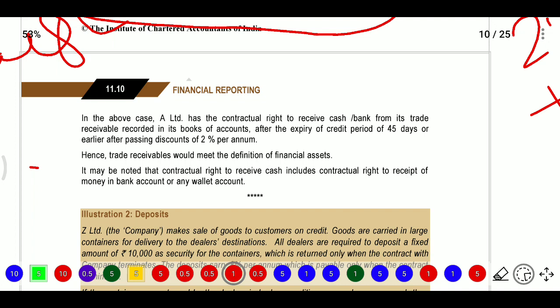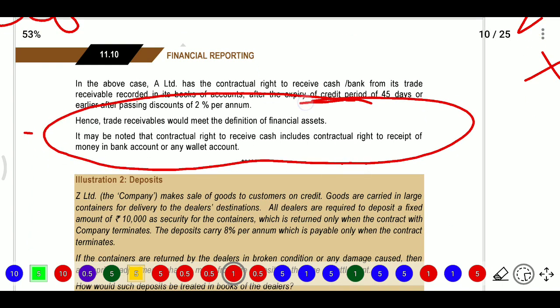So trade receivables will always be a financial asset recorded in its books of accounts, after expiry of the credit period of 45 days or early, after passing on a discount of 2% per annum. So here the trade receivables would meet the definition of financial assets. It is to be noted that contractual right to receive cash includes the right to receipt of money in a bank account or any wallet. So if they say you will receive in a Paytm wallet or PhonePe wallet, it is also known as cash only.